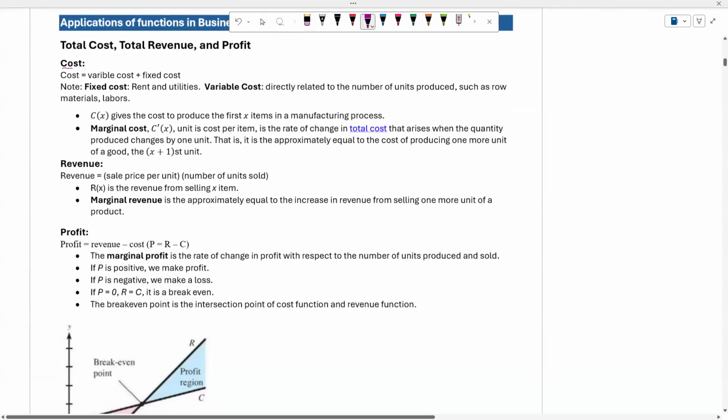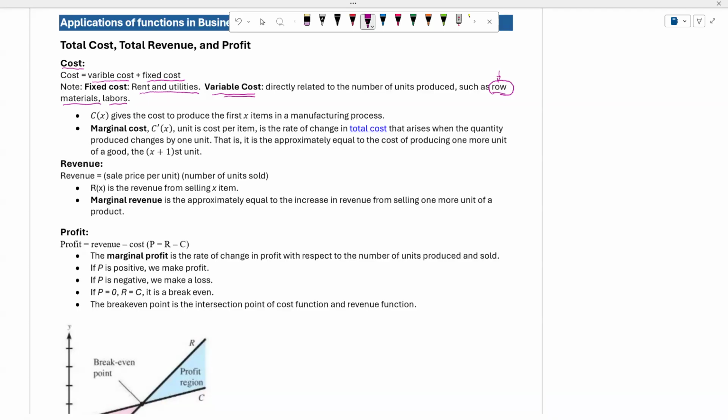So when we talk about cost, we have a variable cost and the fixed cost, okay? So for example, the fixed cost is just like the rent or the utility that you have to pay every month. That is the fixed cost that you have. And the variable cost is directly related to the number of units produced. For example, like the raw material or the labor that you have, okay? One thing about this is if you are making a product, right? If you want to produce more, of course, you have to purchase more raw material. So that's why this becomes your variable cost.